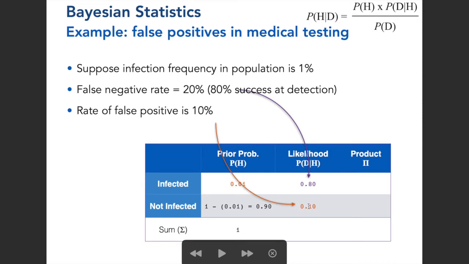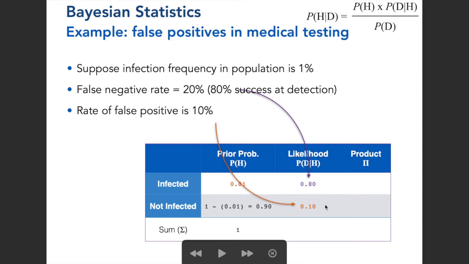Whereas the likelihood that we're not infected, given the data that we've tested positive, is going to be this false positive rate, so 0.1, right? So again, it's the probability of the data, testing positive, under the hypothesis that we're not infected, right? So 10% of the time, people are going to test positive even if they're not infected. So those are our likelihoods.